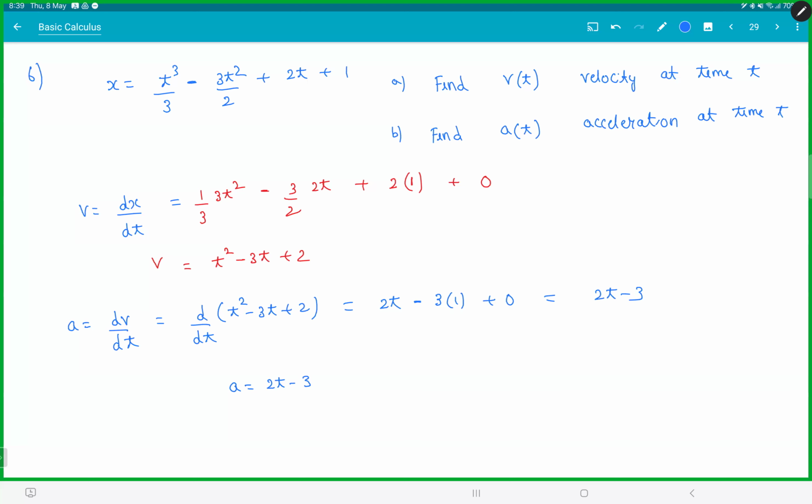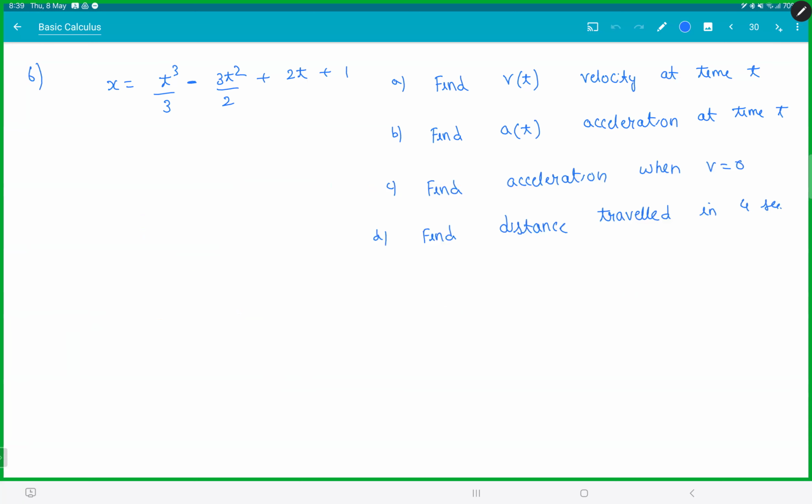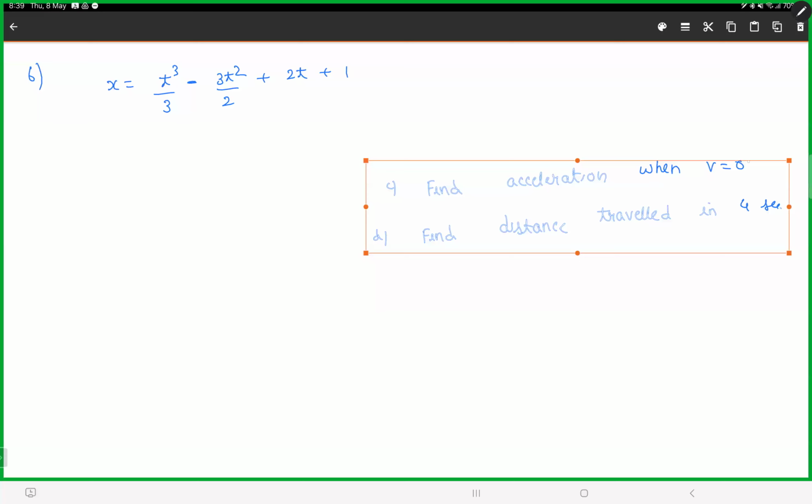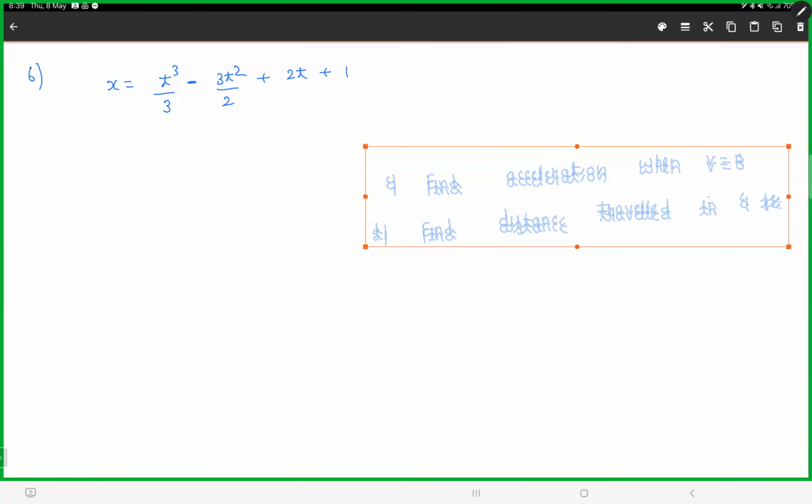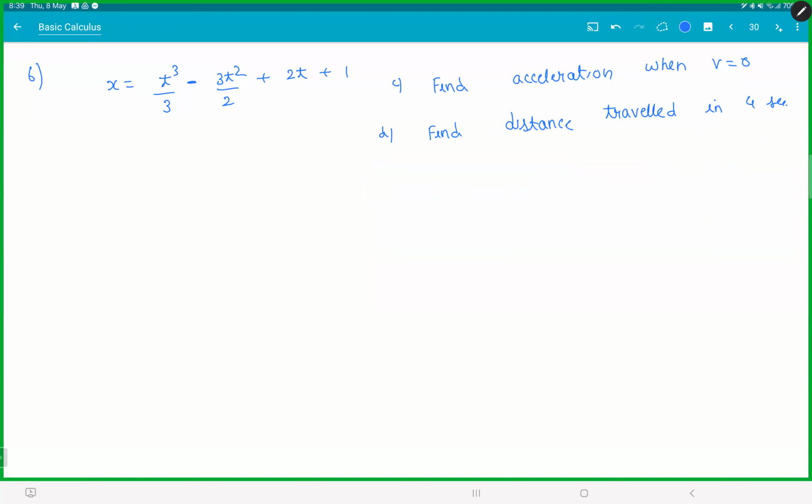Anyone confused with this, please ask me. All clear with this? Now the third and the fourth question. Find the acceleration when v is 0, and find the distance traveled in 4 seconds. How will we do that? You actually need the first two parts to do the third part. Let me just write that again. We got velocity v is equal to t square minus 3t plus 2, and acceleration is 2t minus 3. Now look at what the question is saying. Find the acceleration when v is 0.